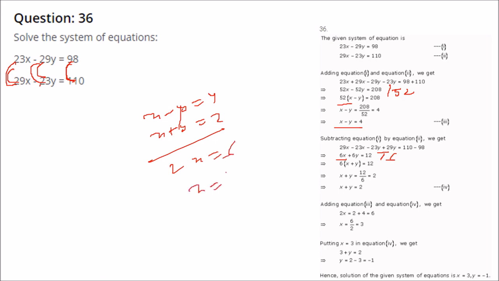So you have x minus y equal to 4, and x plus y equal to 2. Add them, 2x will be equal to 6, x will be equal to 3. And y, if you put it in any of the equations, if x is 3, y will be what? It has to be minus 1. So y will be equal to minus 1. This is how it is solved.